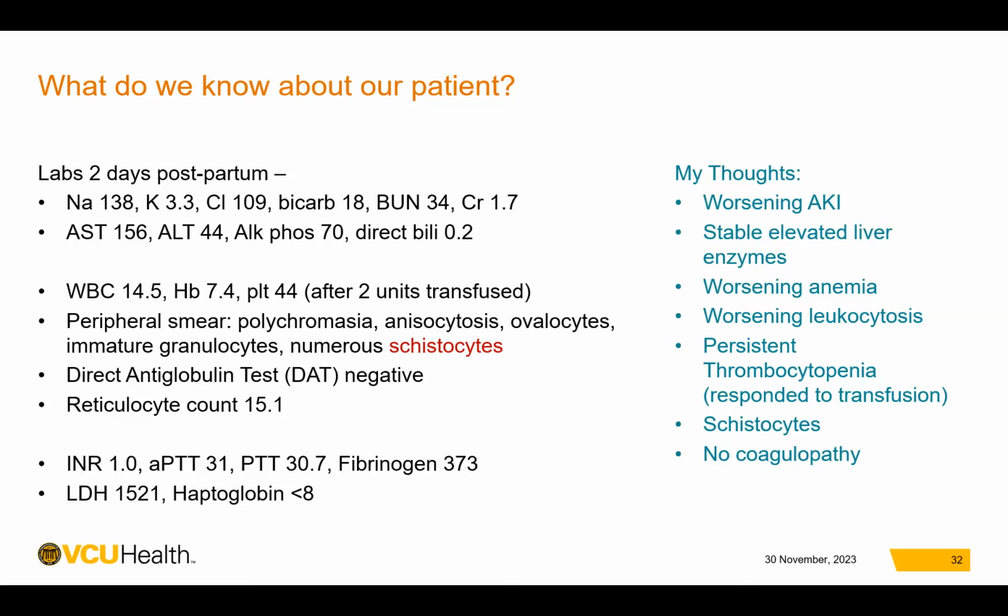So 2 days after delivery, she still has an AKI and it's slightly worse. She has stable elevated liver enzymes. She has a worsening leukocytosis and has a worsening anemia, and her platelets responded to transfusion, but are still low. Her peripheral smear shows numerous schistocytes, which I think might be a big clue in this case. Her direct antiglobulin test was negative. Her reticulocyte count was 15.1%, and her coags were normal still. Her fibrinogen's normal, and again, she still has evidence of hemolysis that we saw before.